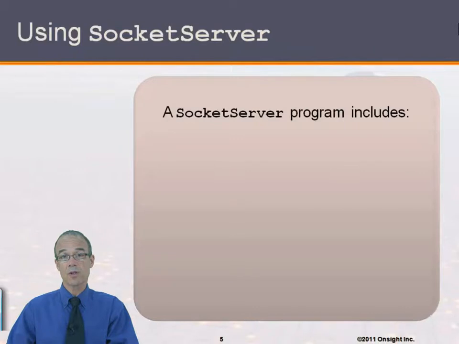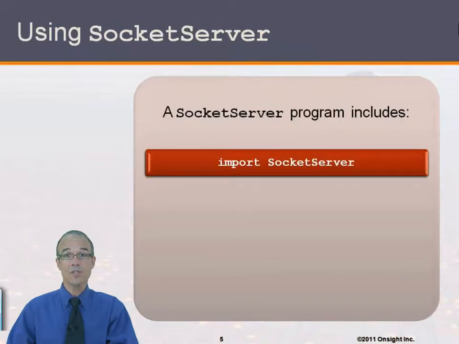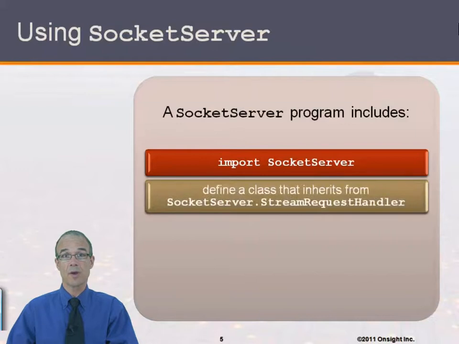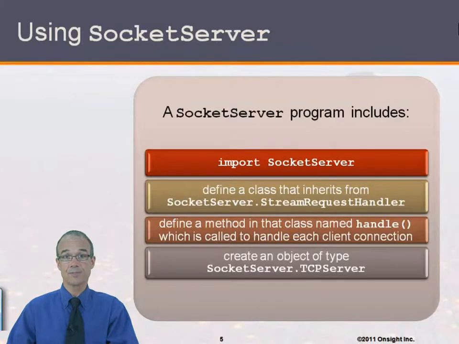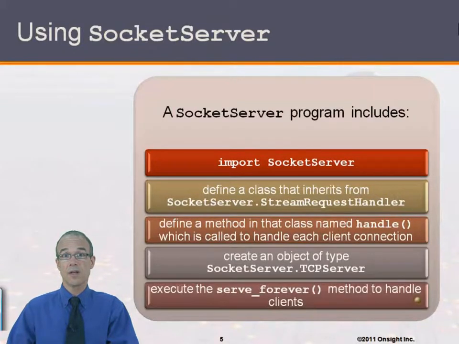A SocketServer program includes the following. I do an import SocketServer. This imports the module into my program. I define a class, and this class must inherit from SocketServer.StreamRequestHandler. And upon doing that, that class inherits a lot of methods and attributes of the StreamRequestHandler class. Then simply define a method in that class named handle, and that's called to handle each client connection. Create an object of type SocketServer.TCPServer and execute the serve_forever method to handle clients. It's that simple. So let's have a look at an example.